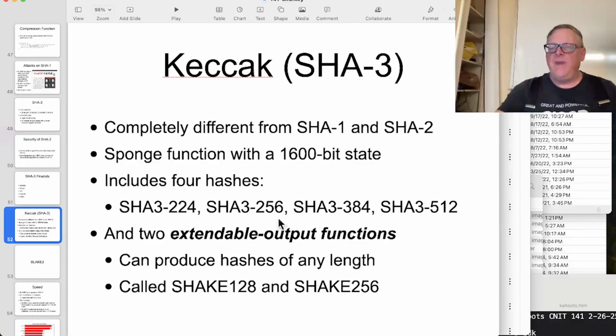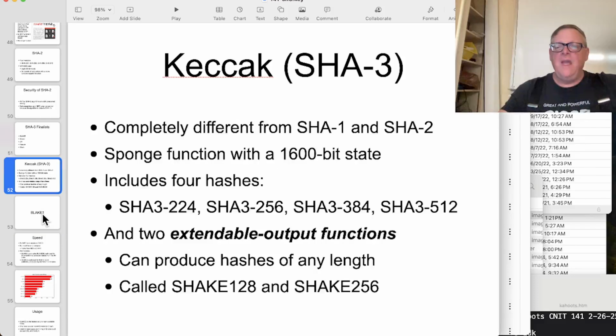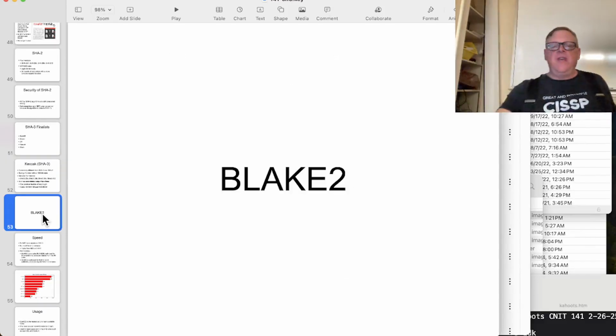So you can make a 224-bit hash or a 512-bit hash or these others, and you can in principle make hashes of any length. There are two extendable output functions called SHAKE128 and SHAKE256. They can produce a hash of any length coming out of it. So that's what the SHA-3 approval is.